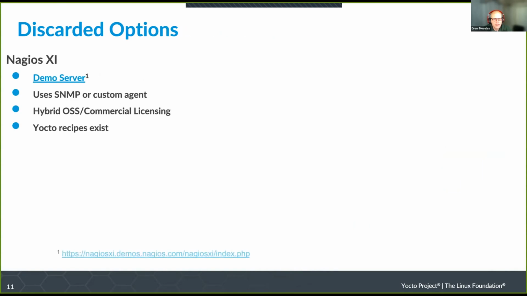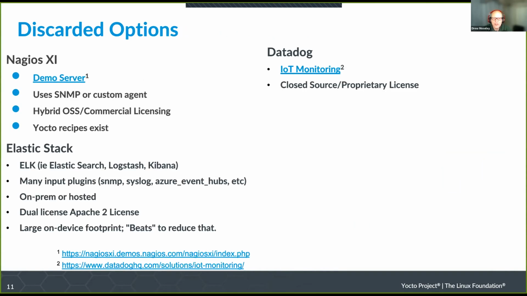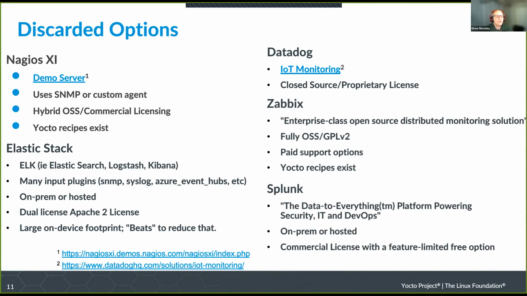So I'm just going to skim through this slide real quick. These are several of the options that we reviewed to include in our product. You can see some of the details here. Nagios XI, they do have a nice demo server, and Yocto recipes exist, which is good. Elastic Stack is very common. In fact, that's part of what I'm using for the proof of concept. They do generally have a large on-device footprint, but there's this thing they call Beats that is some mechanism to reduce that. I haven't really dug into it to understand it all that well.